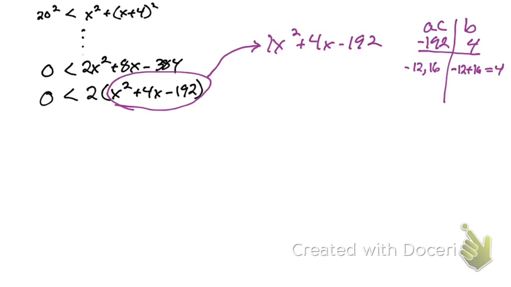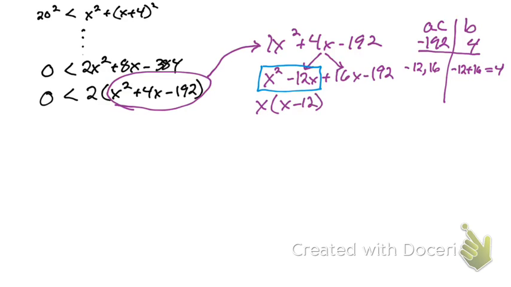Now what we do with that negative 12 and 16 is we're going to split apart this 4x into negative 12x and a positive 16x. And then everything else is going to fall down with it. So we still have the x squared, we still have the negative 192. Now we're going to separate into two binomials. So the first one is x squared minus 12x. I could pull an x out of both of those. I should leave it as purple because that's what I was doing before. We will have x times x minus 12.